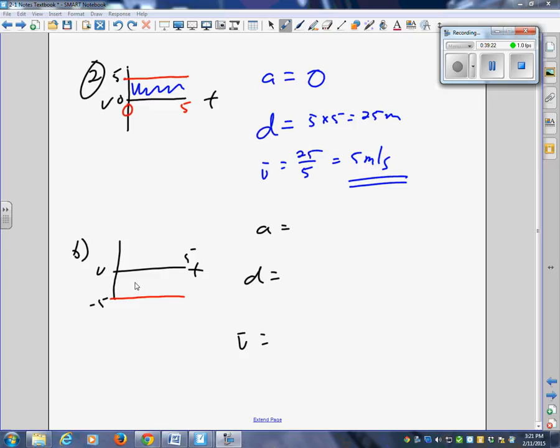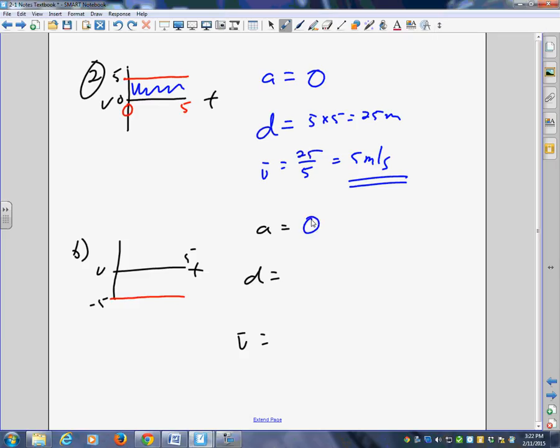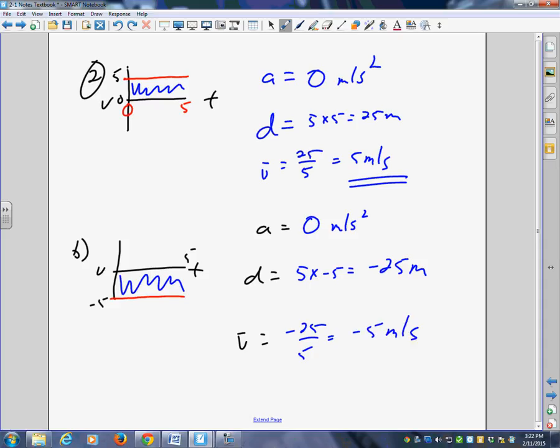What's the acceleration here? Slope of the line. So what's the slope of this line? 0. 0 what? Meters per second squared. What's the displacement? Area. Right? What's the area? Base times height. 5 times minus 5, or minus 25. And what's the average velocity? Minus 25 over 5, unsurprisingly, minus 5 meters per second.